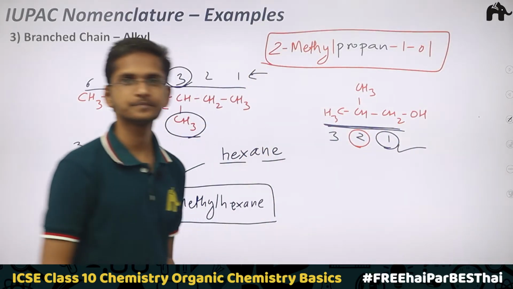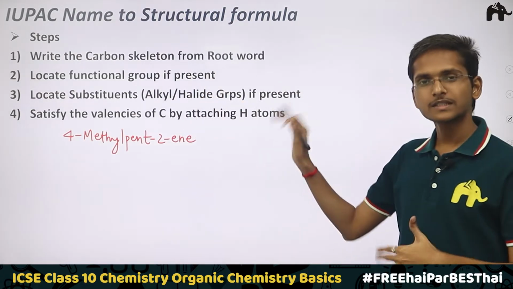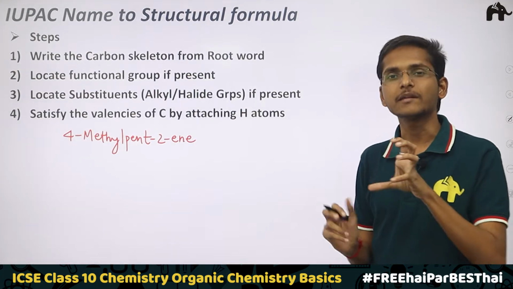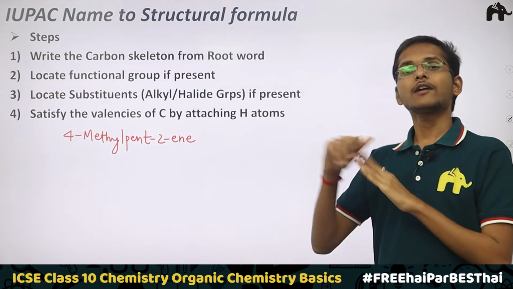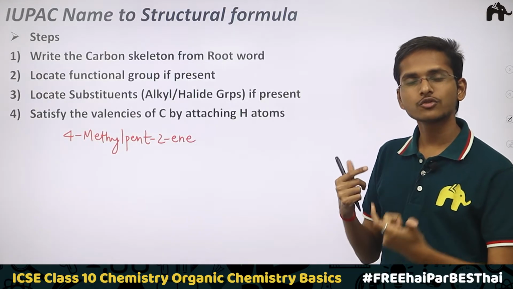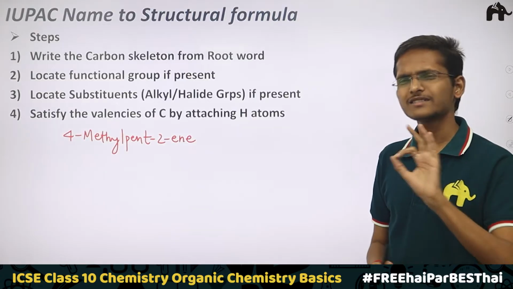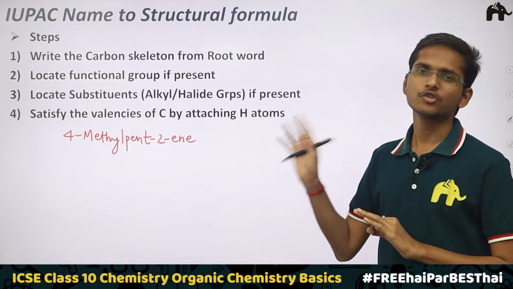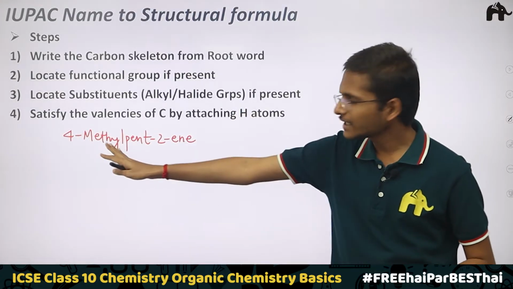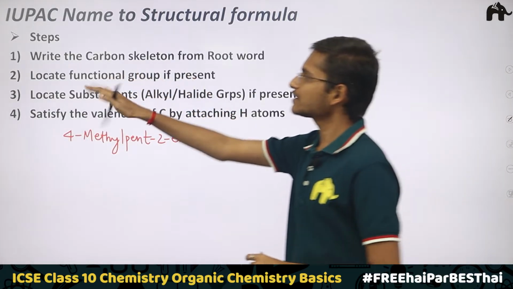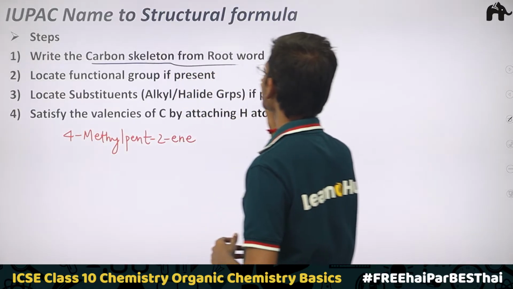Now, firstly we have studied how to write the name by looking at the structure. Now we are going to do the vice versa. We are going to see the name, and then write the structure. There are simple 4 steps which you have to follow, and then by looking at the name you can write the structure of the organic compound. Interesting. So the first step is to write the carbon skeleton from the root word.